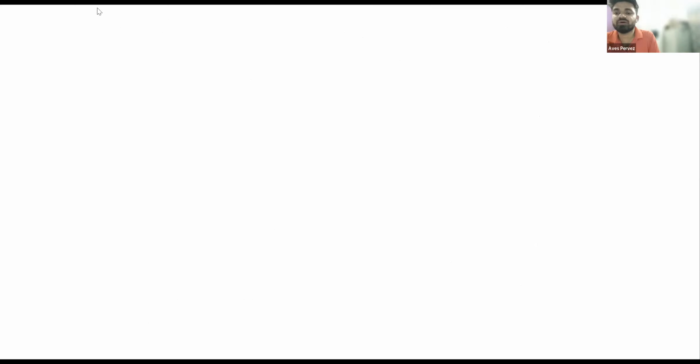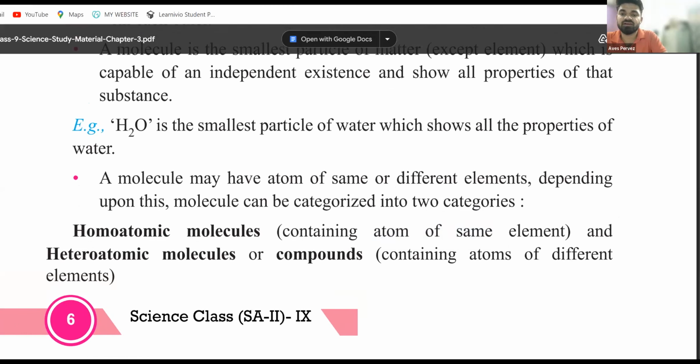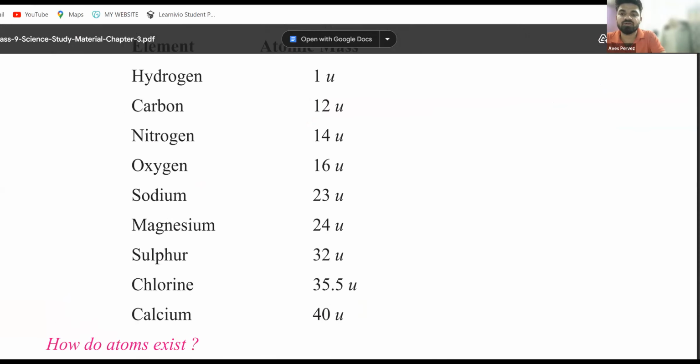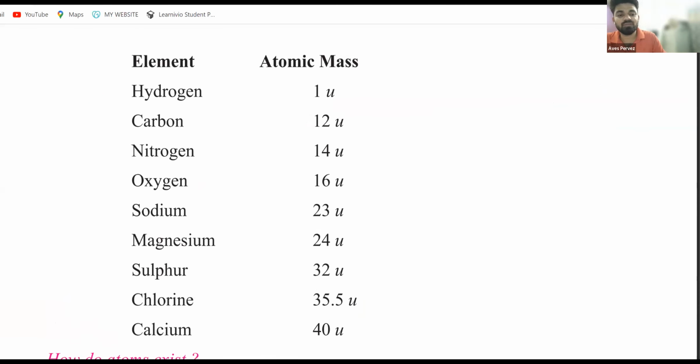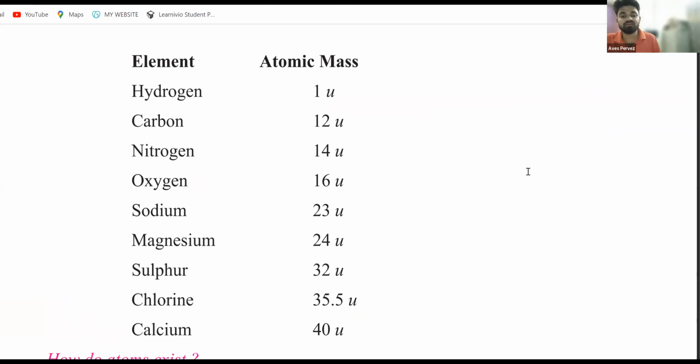Now moving to the next part. For example, the masses of different elements were discovered and we were able to calculate the mass of different elements by using this method. Make this table in your copy. Abdul Jabbar, are you there? Yes, sir. Make this table, please.